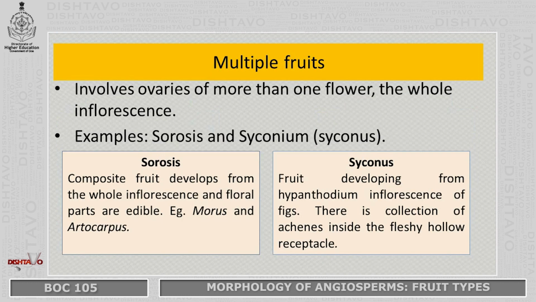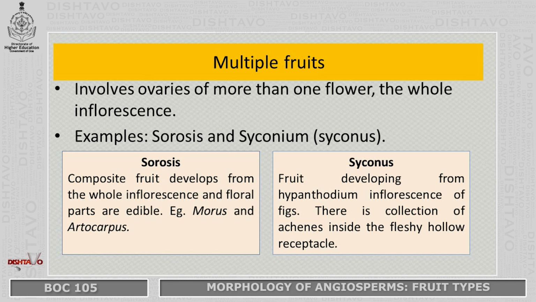The third class is multiple fruits. It involves ovaries of more than one flower, actually the whole inflorescence. It is closely packed, you can also call it compact. We have two examples here under multiple fruit, that is sorosis and syconus. The sorosis is a composite fruit which develops from the whole inflorescence and the floral parts are edible. Examples are Morus and Artocarpus, mulberry and jackfruit.